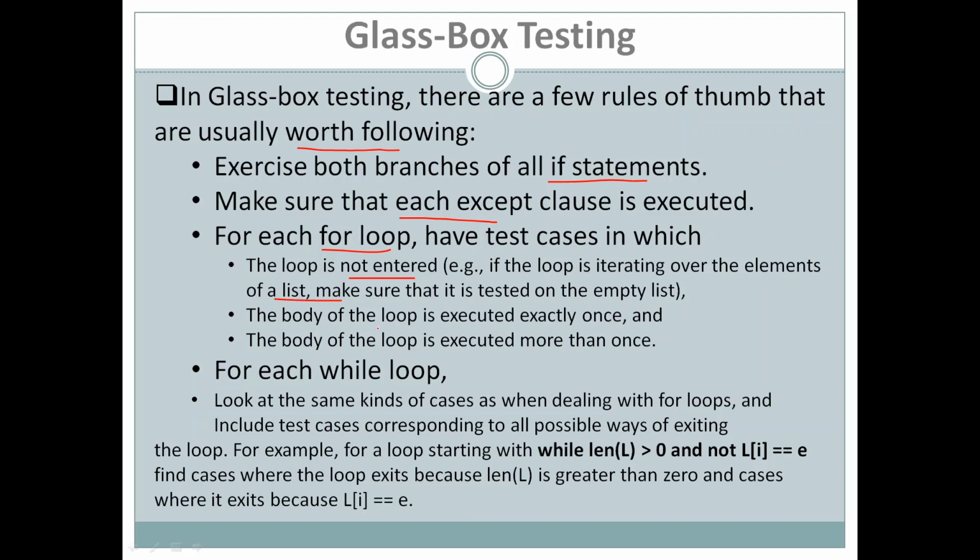Then the body of the loop is executed exactly once. So we have to test a loop in these ways. First, the loop is not entered at all. Secondly, the loop is entered only once, that is the body of the loop is executed only once. And then the body of the loop is executed more than once. So we have to pass such inputs to the code that in the first case the loop is not entered, in the second case the loop is entered only once, and in the third case the body of the loop is executed more than once.